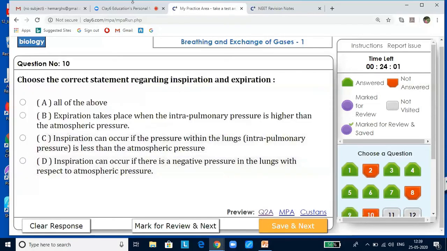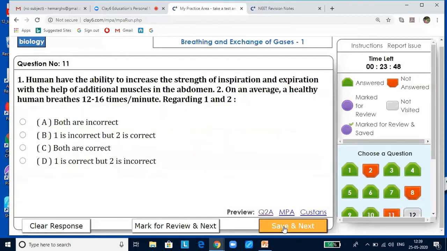Choose the correct statements regarding inspiration and expiration. Choose the correct statement. All are correct. Humans have the ability to increase the strength of inspiration and expiration with the help of additional muscles in the abdomen. True. On an average, a healthy human breathes 12 to 16 times per minute. Now both are correct.